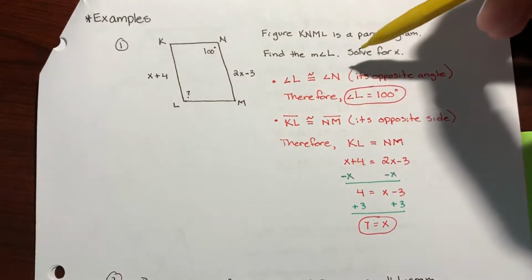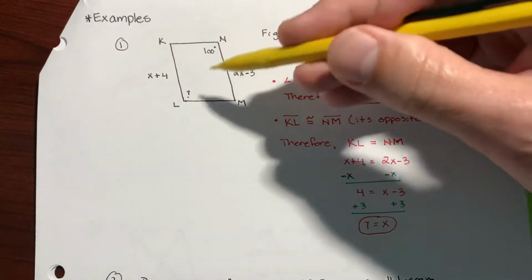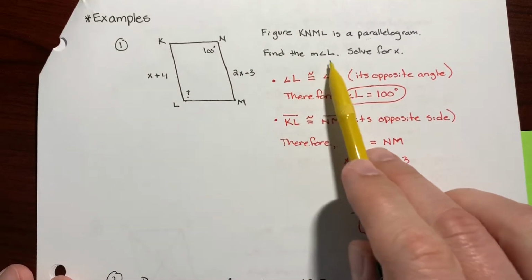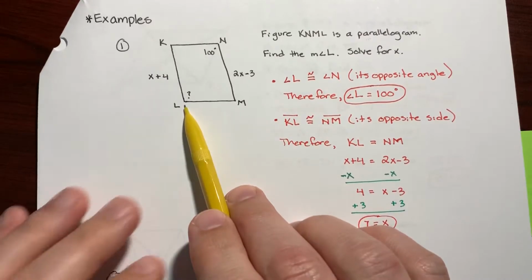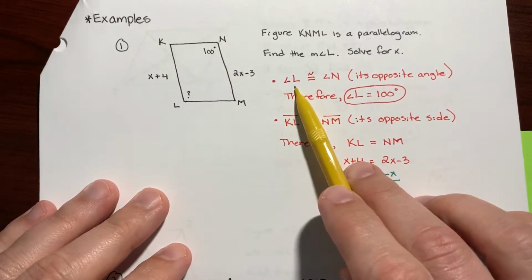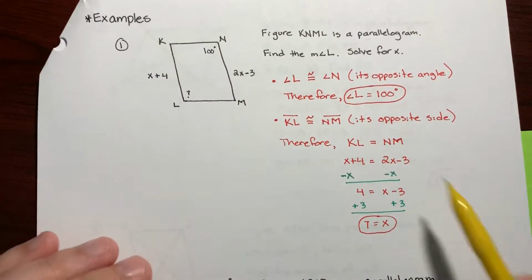Now, that's not what I'm trying to look for here. I just wanted to give you some information of how to think about using parallelograms and their properties. In this case, we're trying to find the measure of angle L. Well, opposite angles are congruent. So therefore, if angle N is 100 degrees, then angle L is 100 degrees.